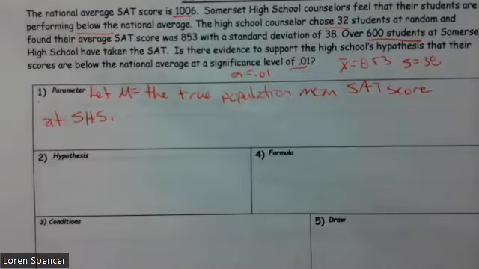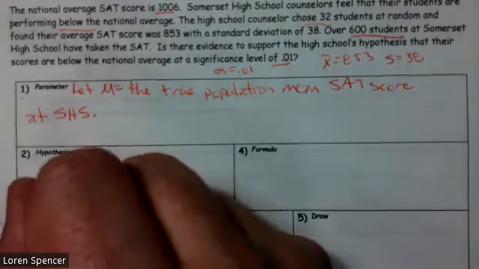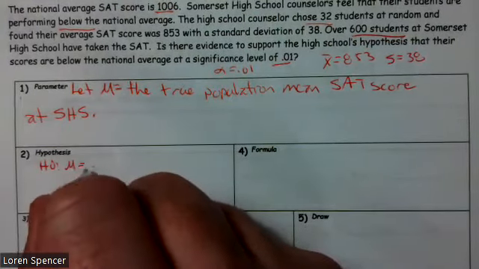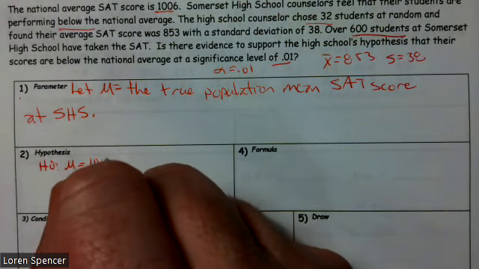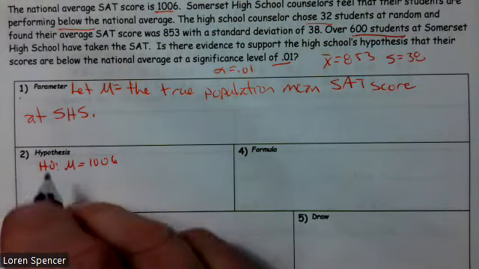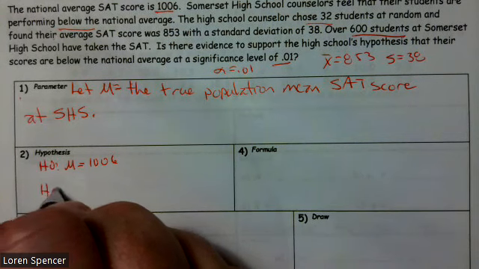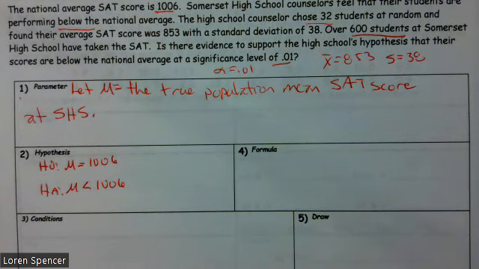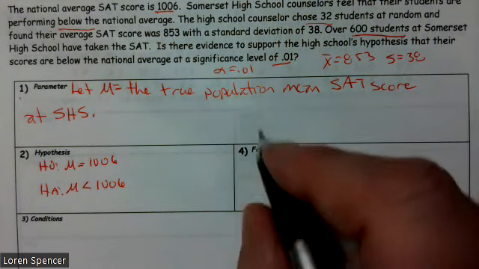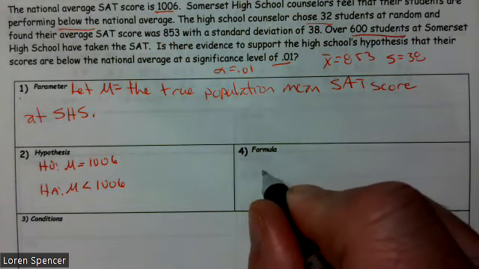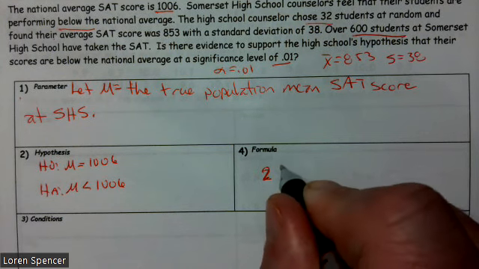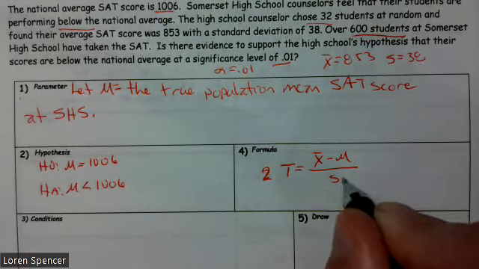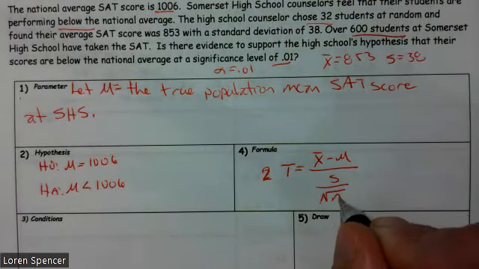All right, so our hypothesis, the null, H0: mu equals 1006. That's the national average. That's the claim. Our alternative, we're concerned that it's less than 1006. And we want to know the chance of that happening by random chance alone. Our formula, t equals x-bar minus mu, over s divided by the square root of n.